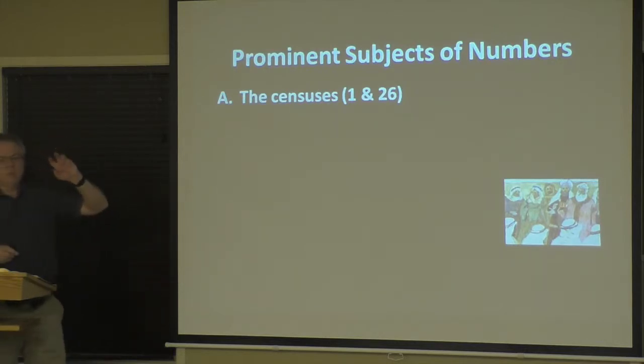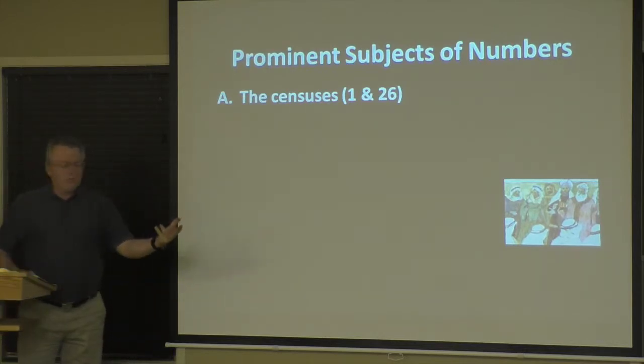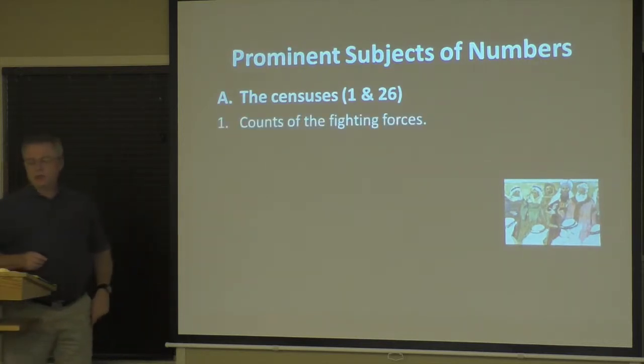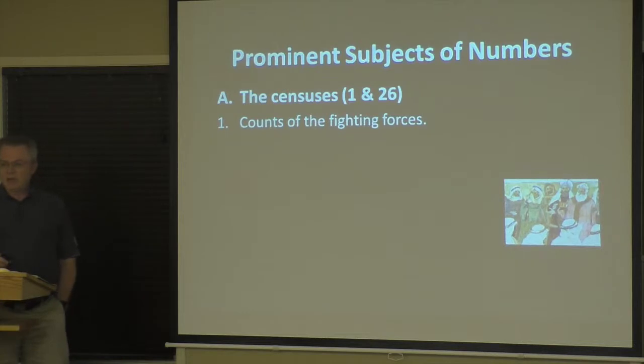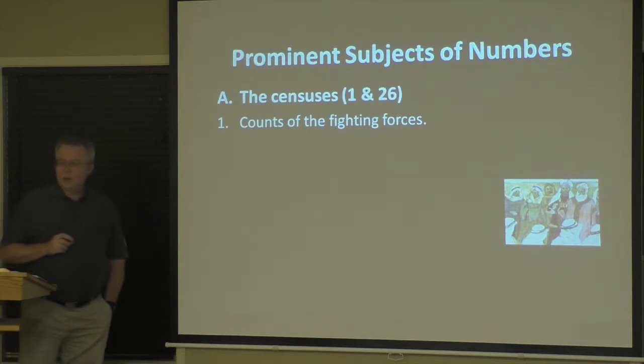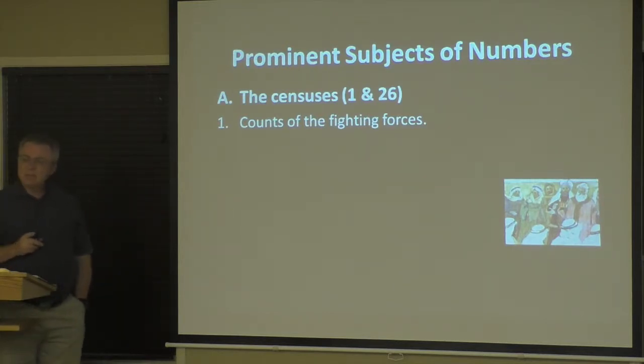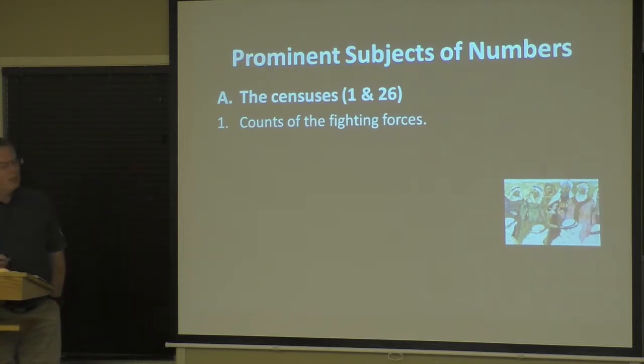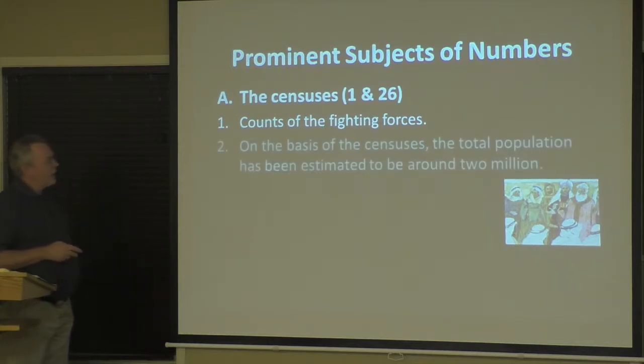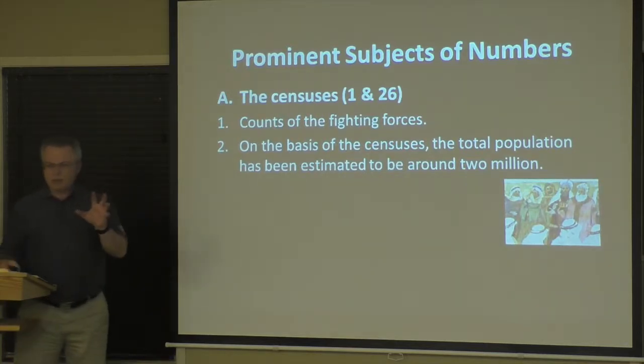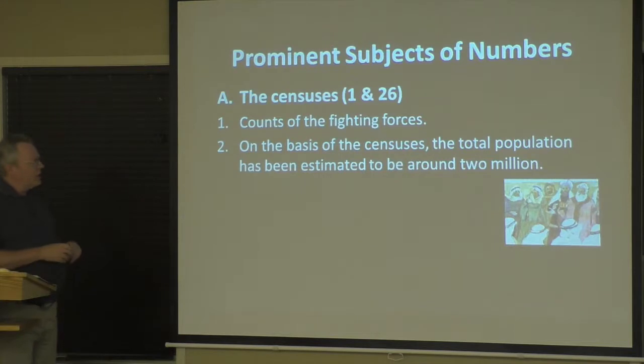What Moses is counting in the first chapter is the number of fighting forces in the old generation. Talking about the number of fighting forces. And that's what the census was for. To talk about how many warriors they had. The second census, same subjects for counting, but now a new generation. And what we find is that as we do our calculations on the basis of the censuses, the total population, not just the fighting forces, but the total population we estimate again to be around 2 million people. So we're talking about a large group of people.